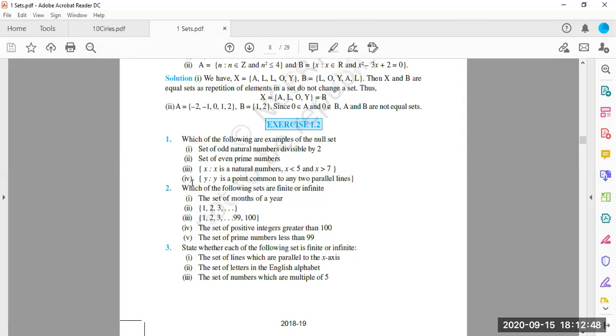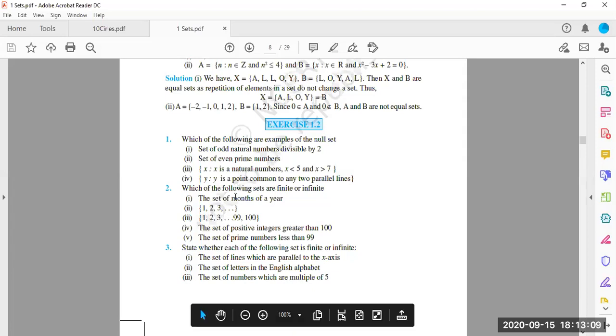What about the fourth one? Yes, Jinder? A set of all Y such that Y is a point common to any two parallel lines. Two parallel lines do not have any common point. The common point exists only in intersecting lines, right? So we've done the first sum. Please read the second sum also.